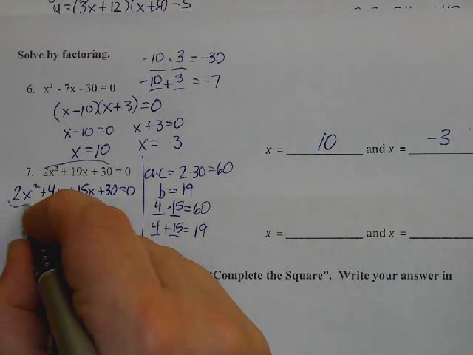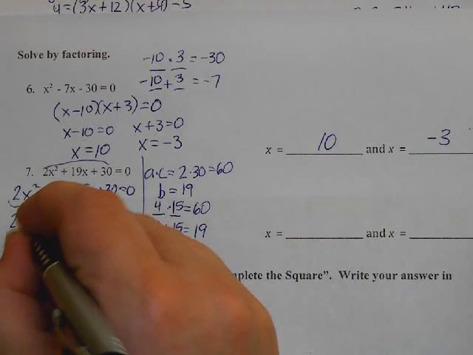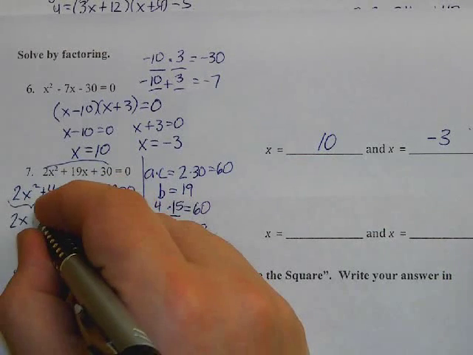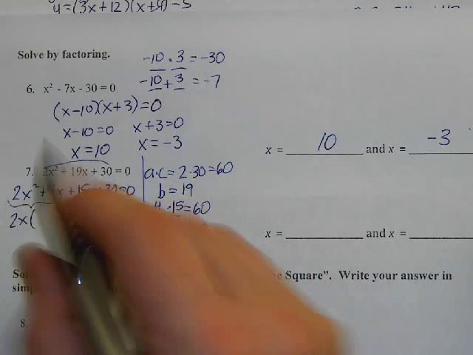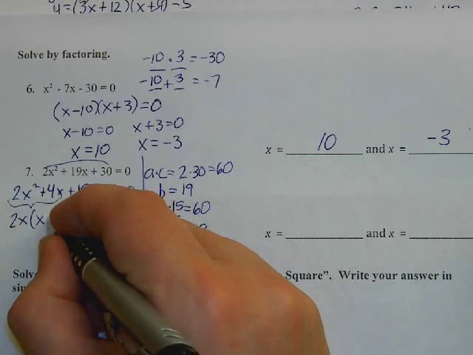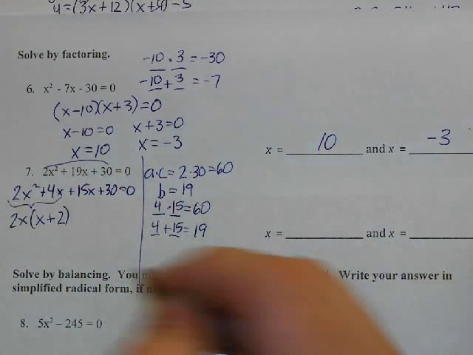And then we're going to factor by grouping. So the greatest common factor of 2x squared and 4x is 2x. In the parentheses, 2x squared divided by 2x is x, plus 4x divided by 2x is 2.